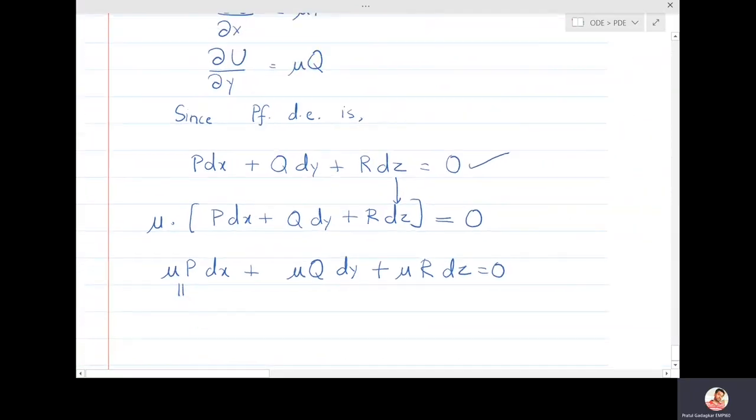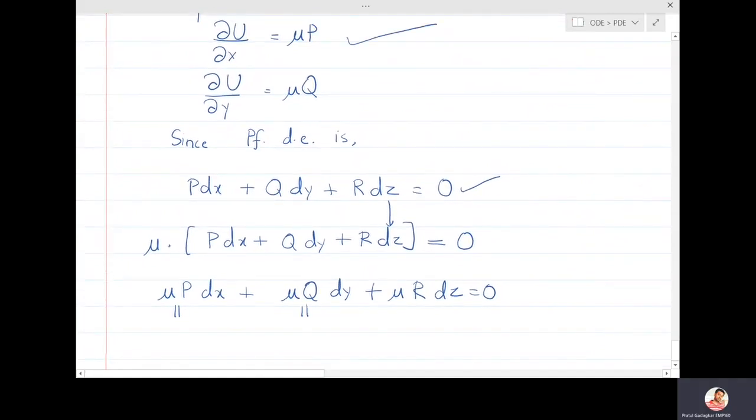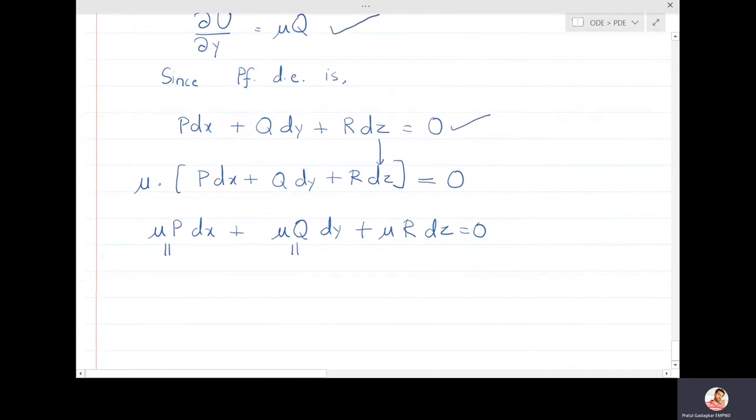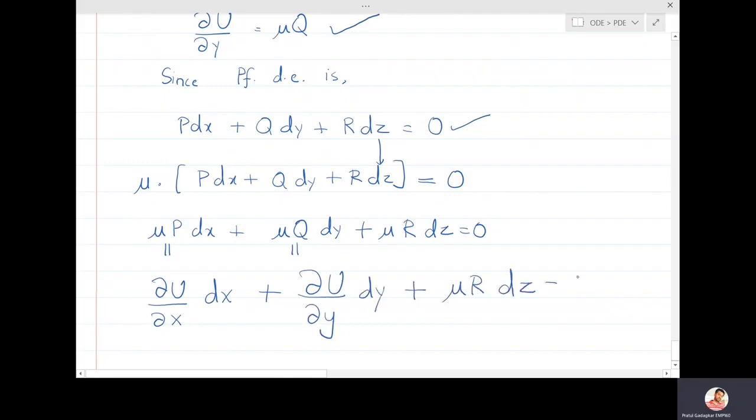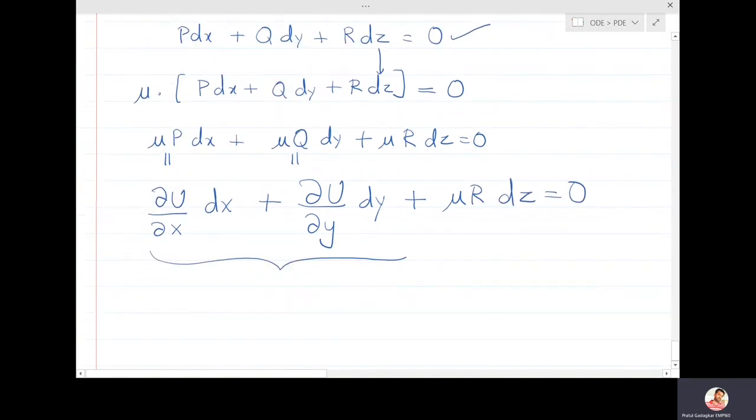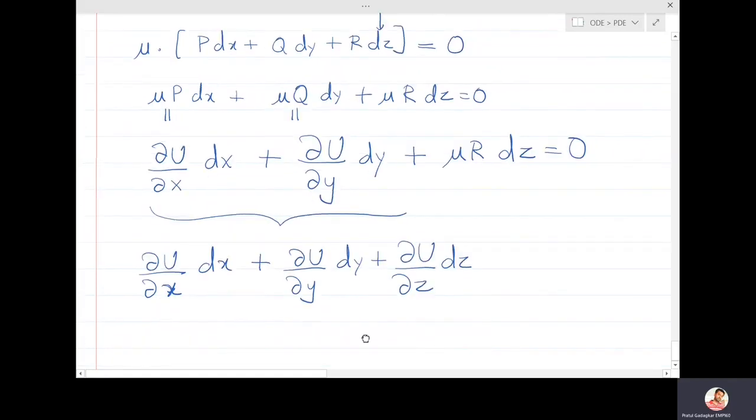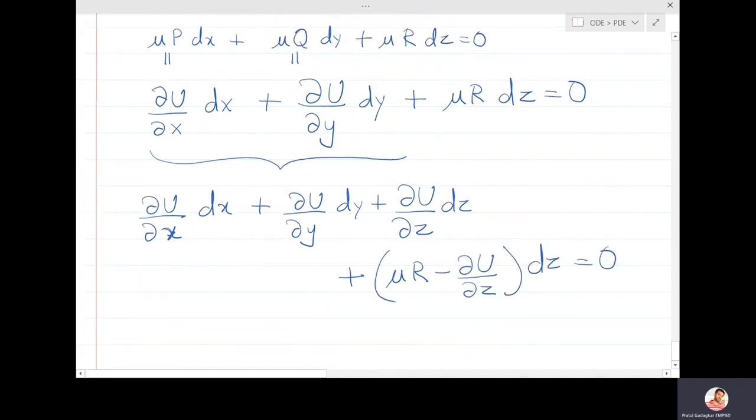plus mu q dy plus mu r dz is equal to 0. This mu p is nothing but ∂u/∂x. This mu q is ∂u/∂y. So ∂u/∂x dx plus ∂u/∂y dy plus mu r dz is equal to 0. You see that this is looking incomplete. ∂u/∂x dx plus ∂u/∂y dy plus what should be there? ∂u/∂z dz also should be there. So ∂u/∂y dy plus ∂u/∂z dz plus mu r minus ∂u/∂z dz. So I have added and subtracted what? ∂u/∂z dz.